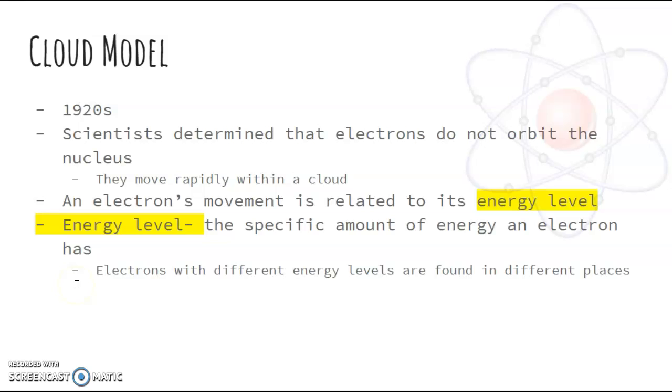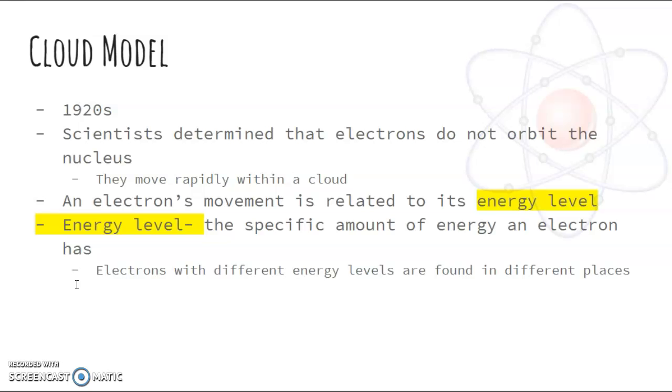Fast forward to the 1920s, and we have what's called the cloud model. And scientists determined that electrons do not orbit the nucleus. They just move rapidly within the cloud. So every time you've seen an atom before, that's what you see. If you've ever seen one on TV, or when we watch Bill Nye, it shows up in the actual theme song.